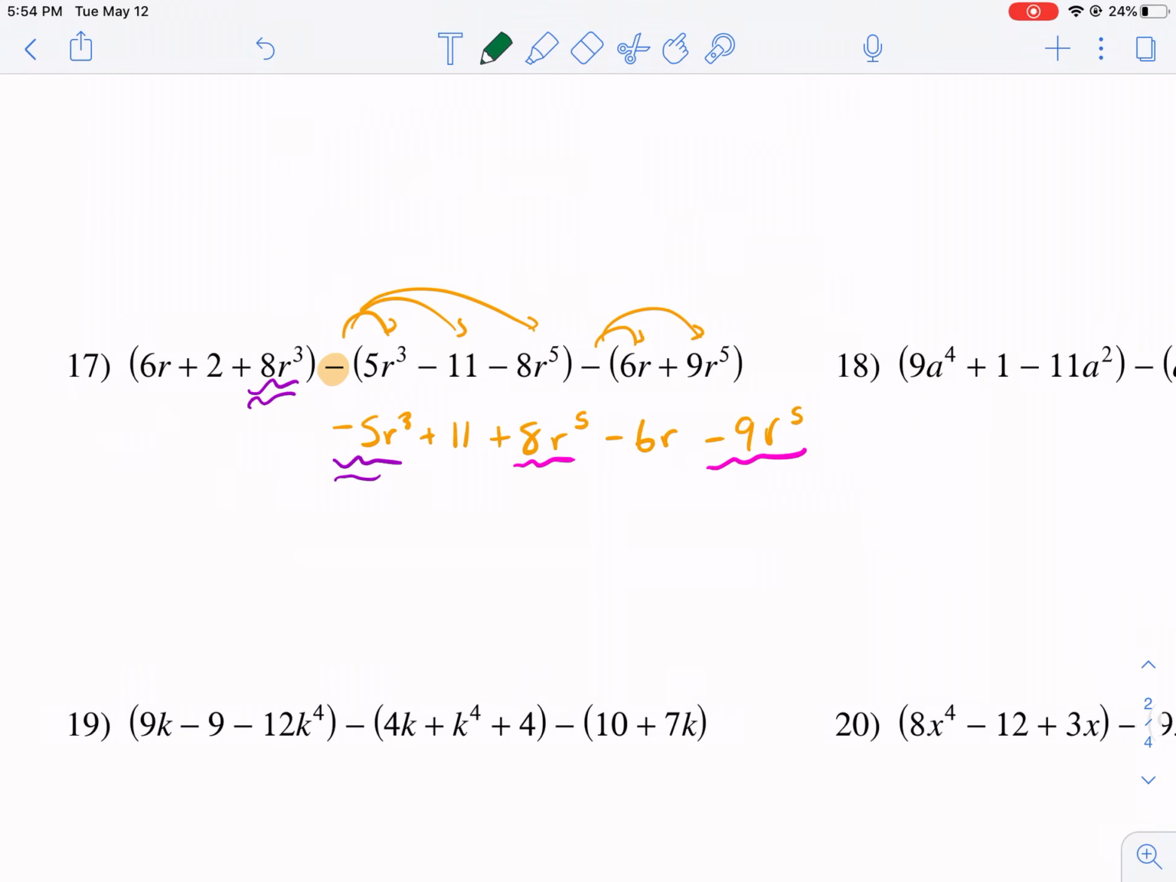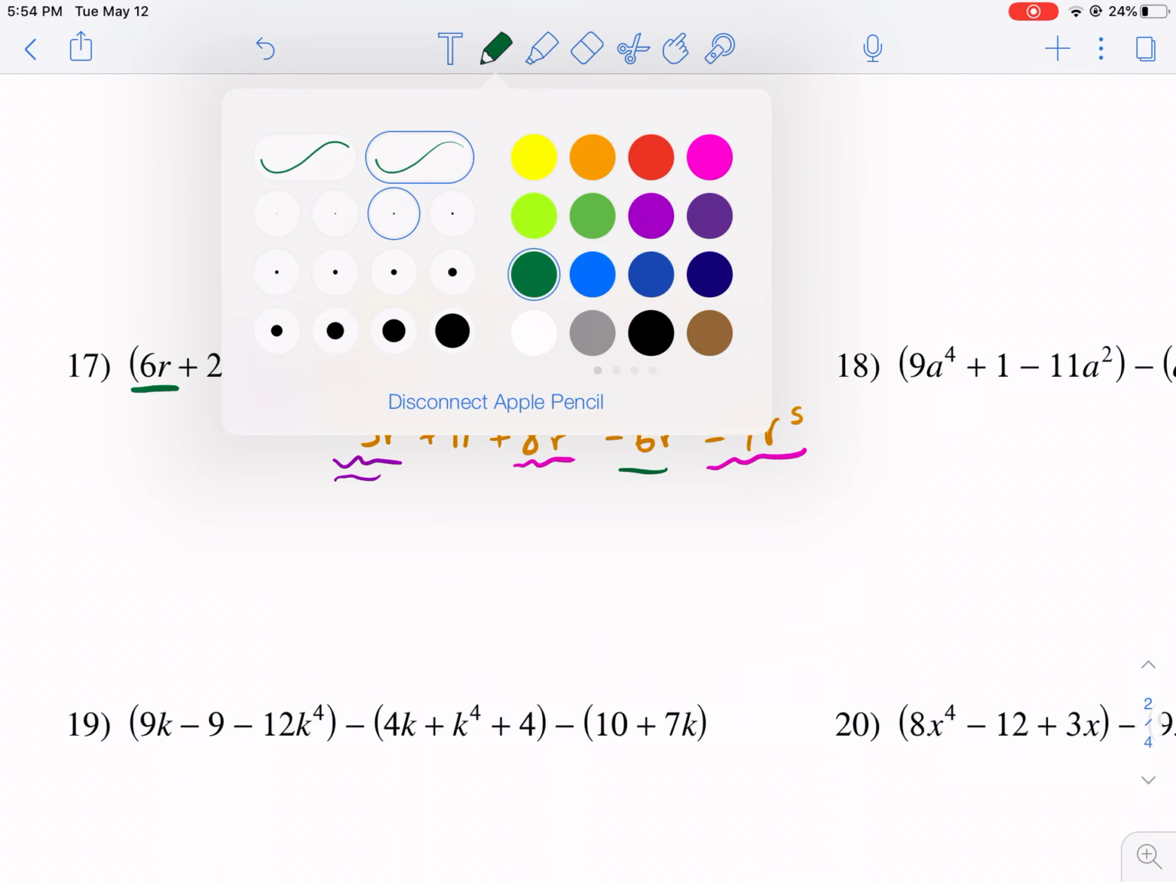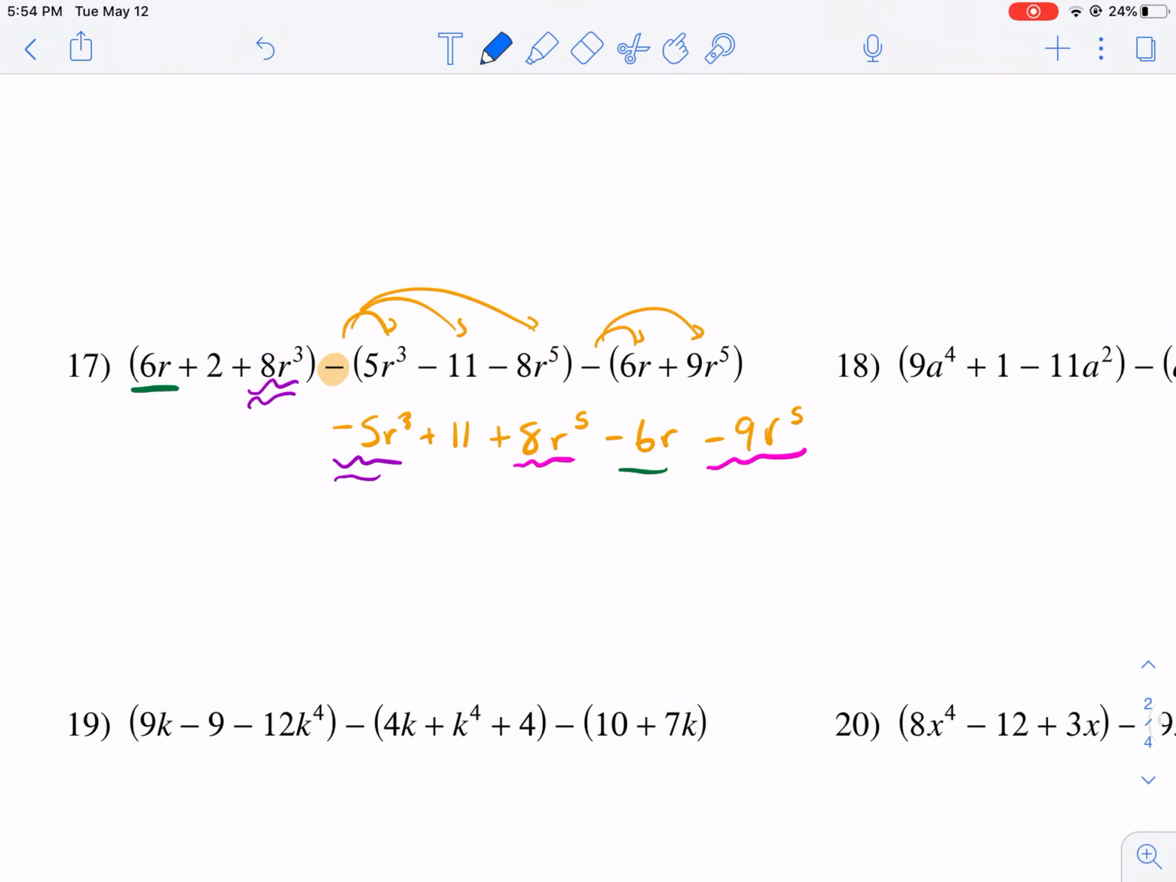Okay, next up, R. Or R squared? We have no R squared. Do we have R? Yes, we do. We have an R. Let's do one line there and one line there. And do we have any constants? Technically R to the 0 power. We have one here dotted. We have one here dotted, and that's all of them.